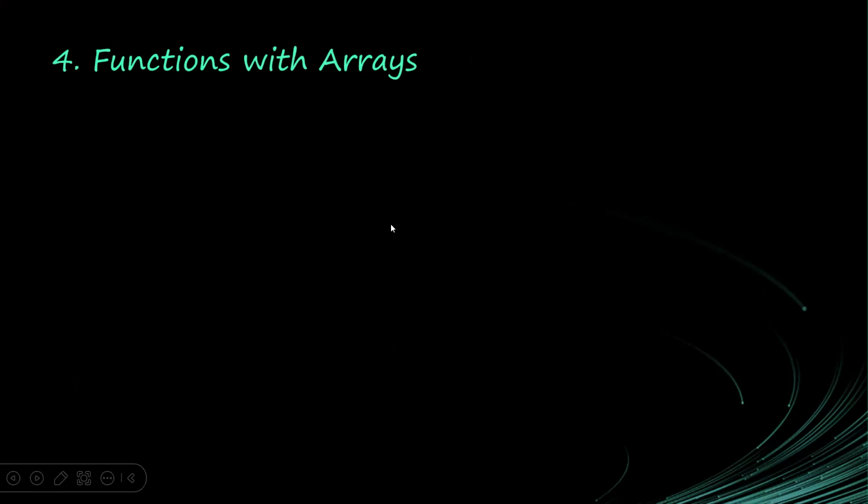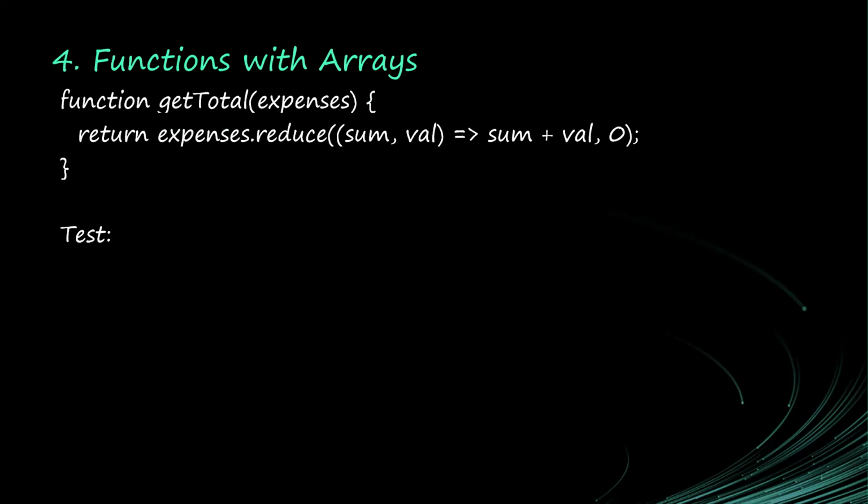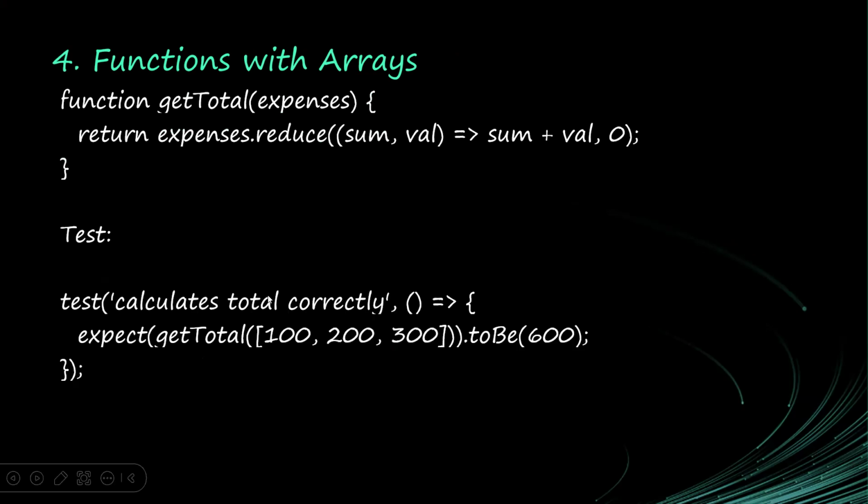So we can also test functions with arrays. You can see this array, I will leave this for you to handle. We have this function called getTotal, all right? It will take expenses. This expenses is an array, all right? So we are using the reduce method to get the sum of all the numbers in the array. Now this is the test. So when we have 100, 200, and 300, the total should be 600. So this is the test.